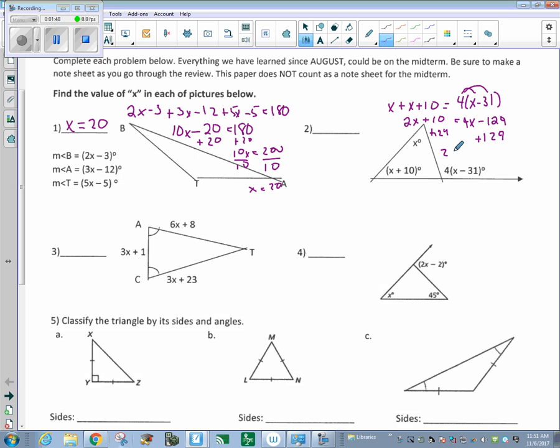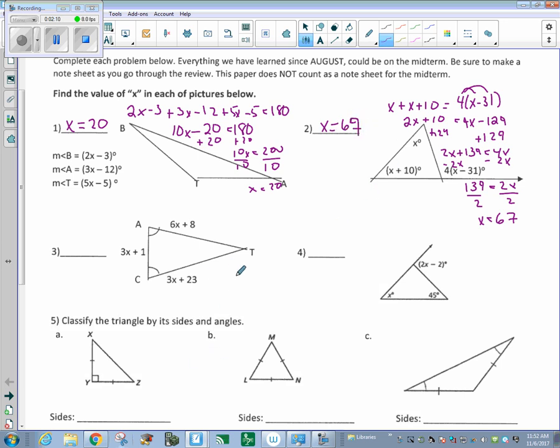And so I have 2x plus 134 equals 4x. Subtract my 2x across the equal sign. I get 134 equals 2x. And when I divide by 2, x comes out to be, I believe, 67. That is what we're looking for, x, which is supposed to be 67.